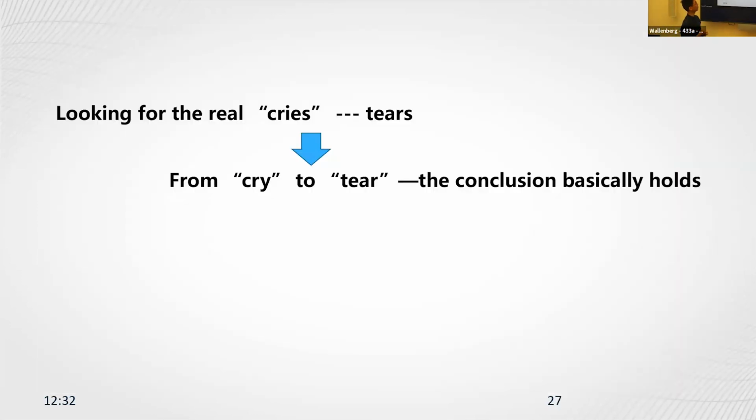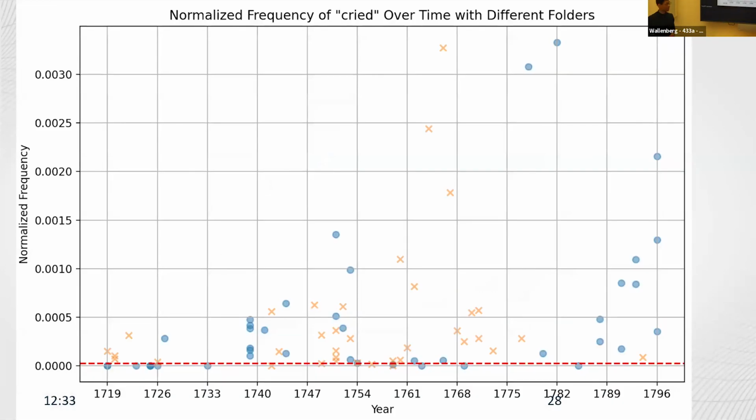So I have to find out whether cry really means cry, because cry has at least 2 different meanings. The easiest way I can think of is to find the words associated with cry. So I use tears, and then this is the chart. This is the normalized frequency of the word tear, a cry, in the 18th century.